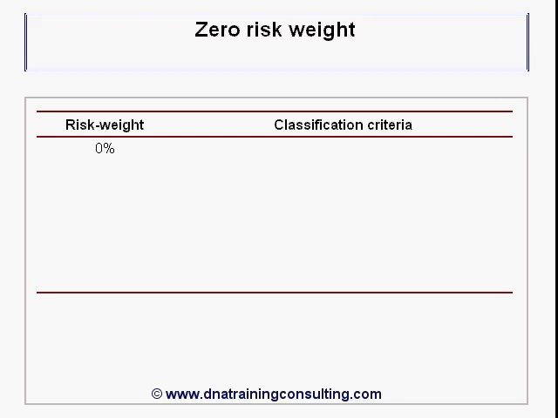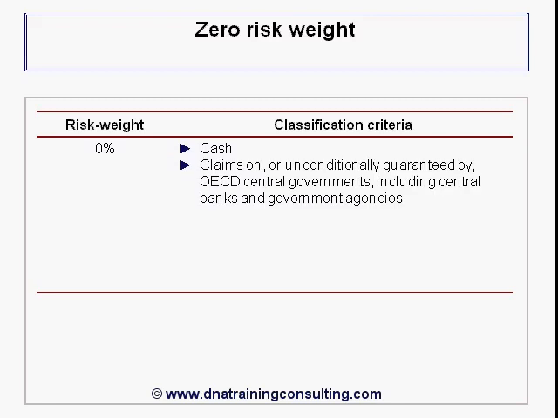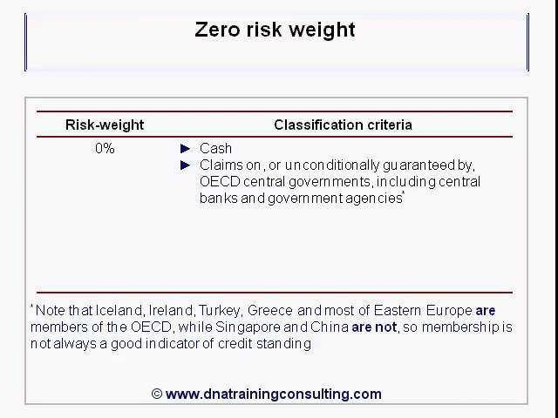In the 0% risk weight category, we include cash, claims on or unconditionally guaranteed by OECD central governments, including central banks and government agencies. Note here that Iceland, Ireland, Turkey, Greece, and most of Eastern Europe are members of the OECD, while Singapore and China are not. So membership is not always a good indicator of credit standing.